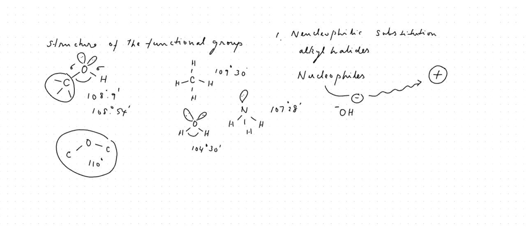So in substitution, something is going to be removed, and the group that is removed should also be negatively charged. That is why it should also be a nucleophile. So in the case of alkyl halides, this X is the leaving group, which is also a nucleophile. And the OH minus is the attacking group, which is also a nucleophile. So the OH minus comes and replaces X minus. This is a nucleophilic substitution reaction.